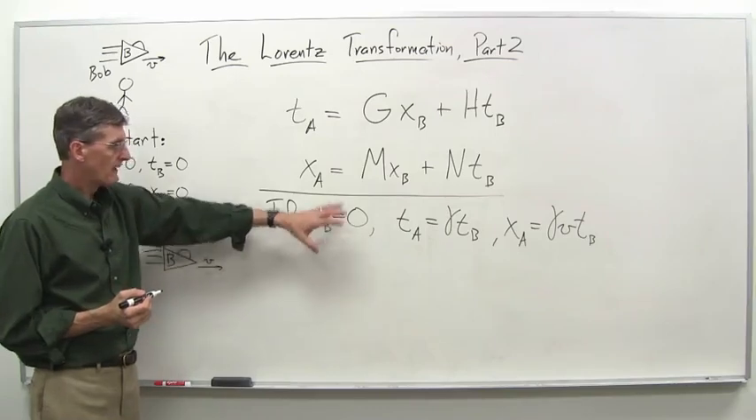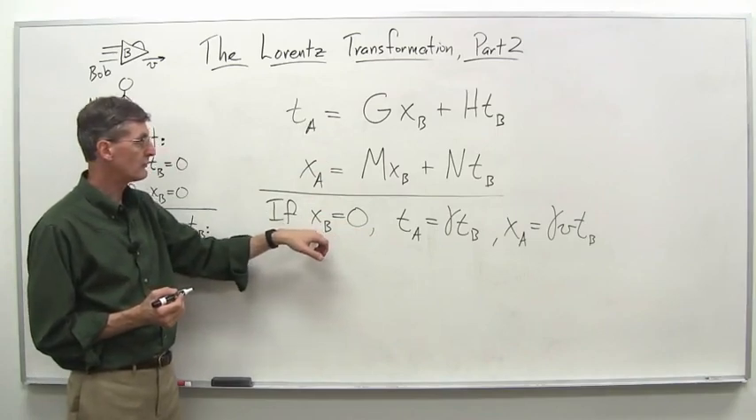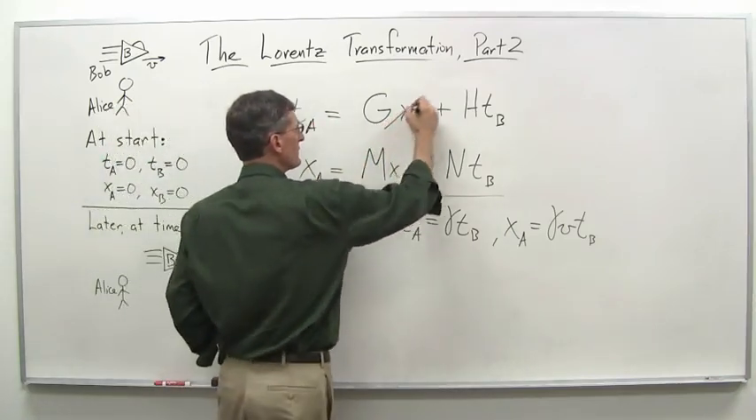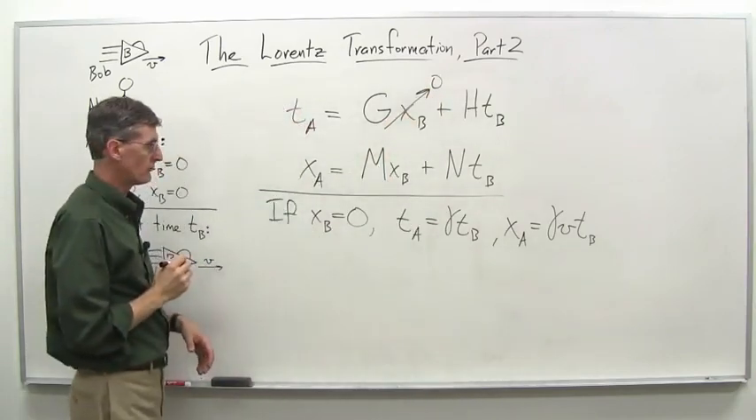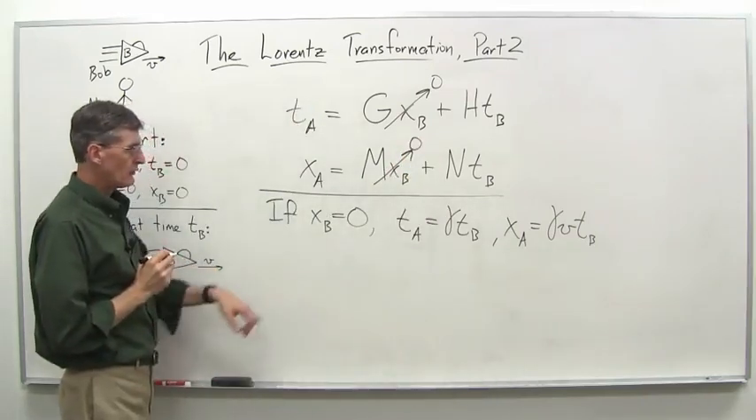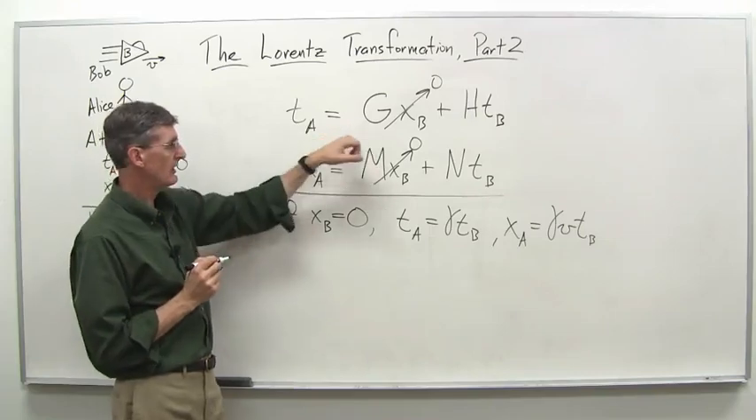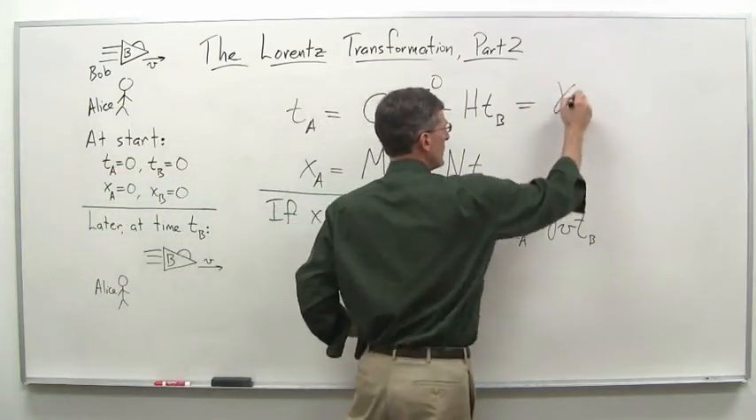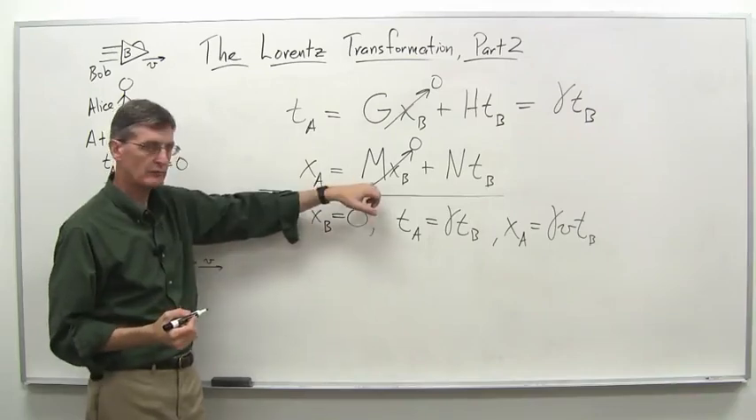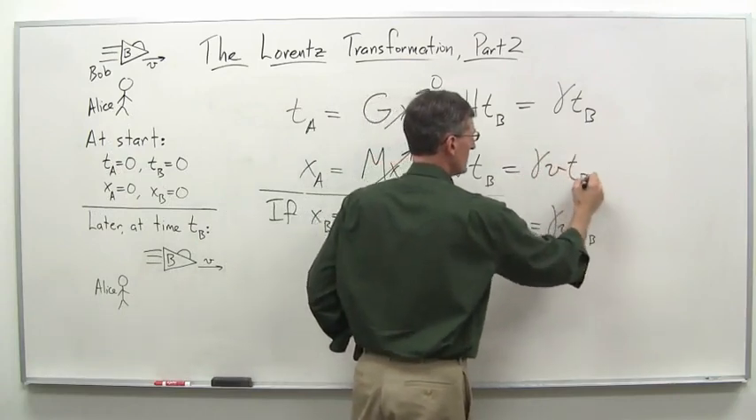And as we said before, these equations have to match these for this special case. So if XB equals 0, so this, if we take this and plug it into our equations here, that means that goes to 0 for this special case. This term goes to 0 for this special case. And we know that XA has to, let's do TA first. TA has to equal gamma TB. So TA equals, this equals gamma TB. And XA for this special case where XB equals 0, has to equal gamma V TB. So this equals gamma V TB.